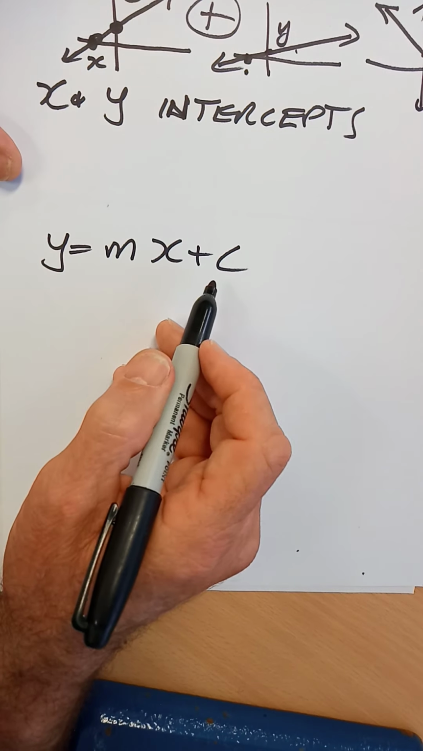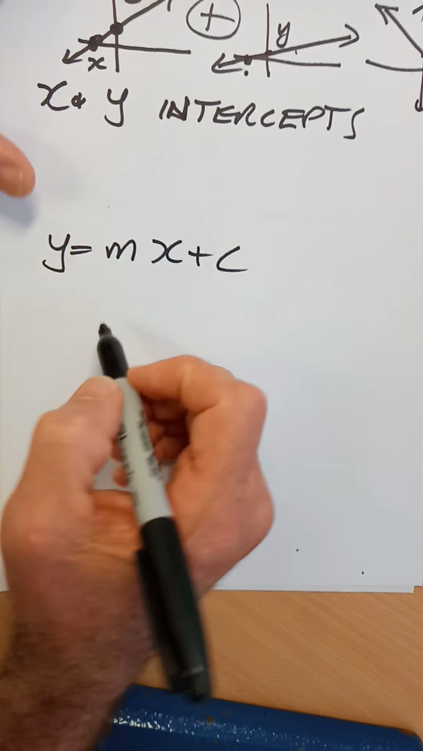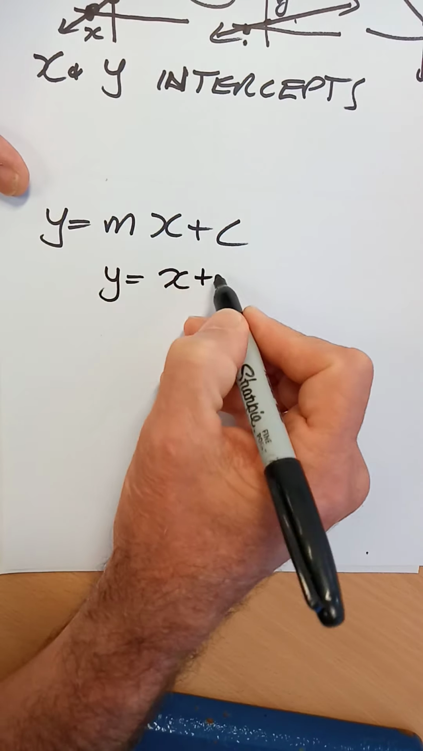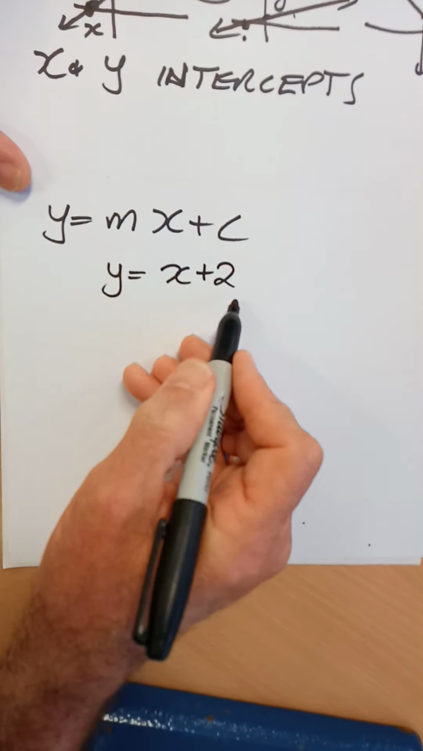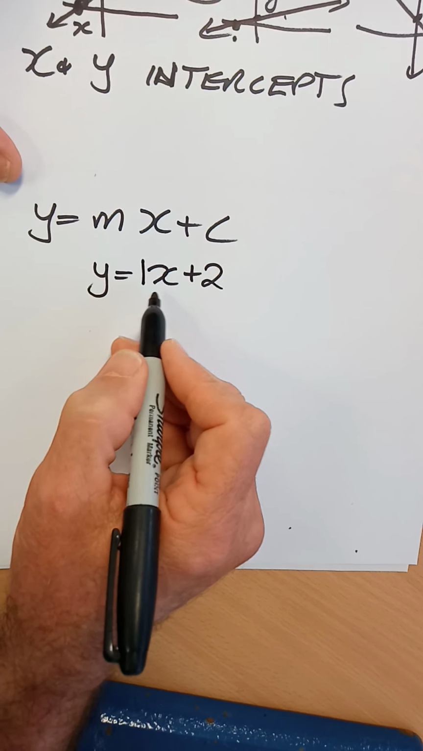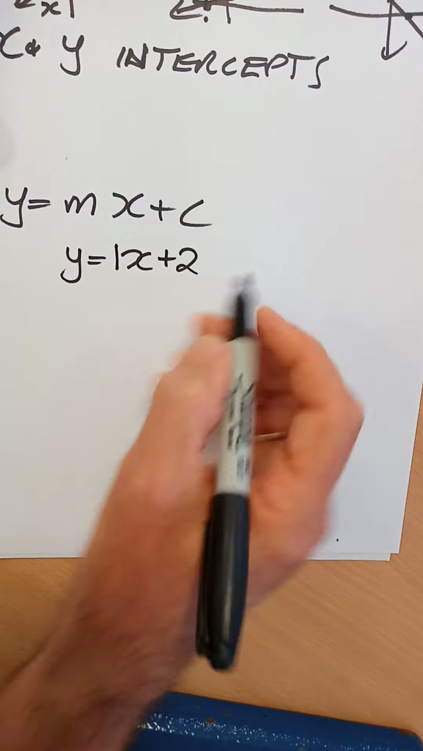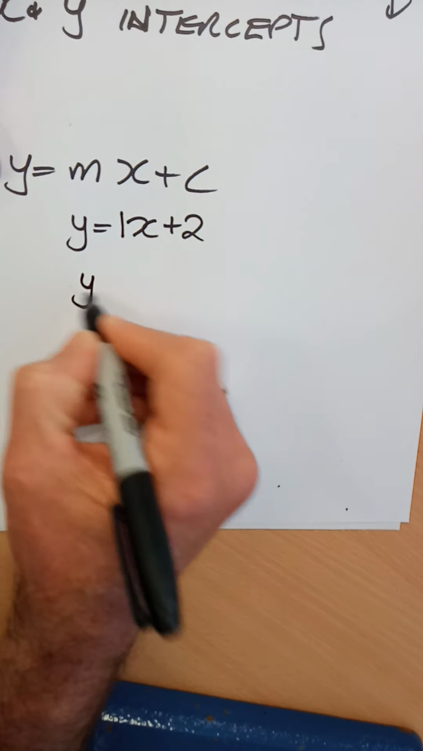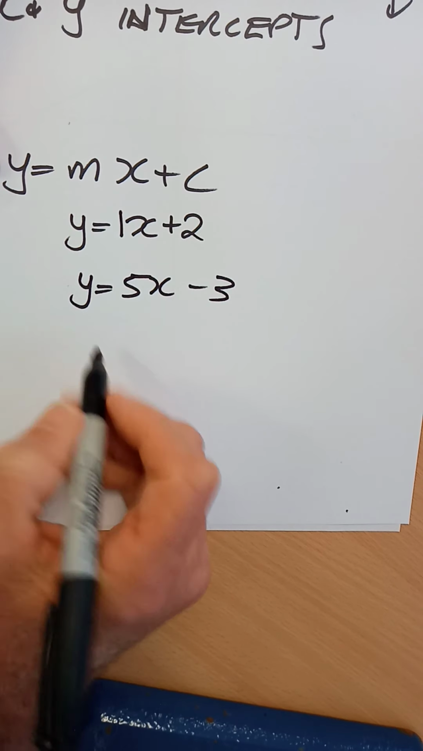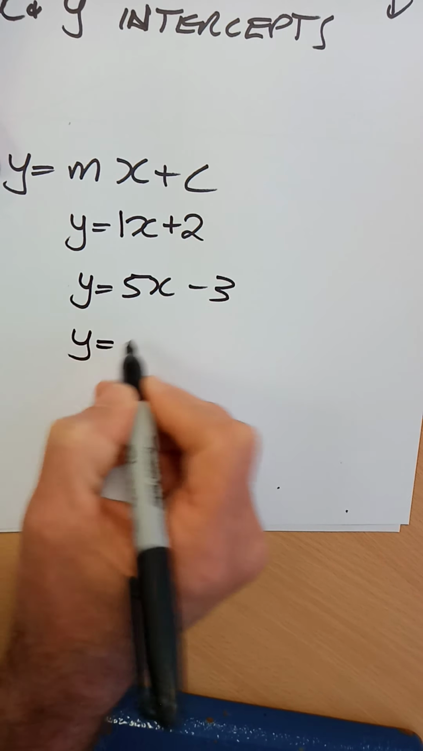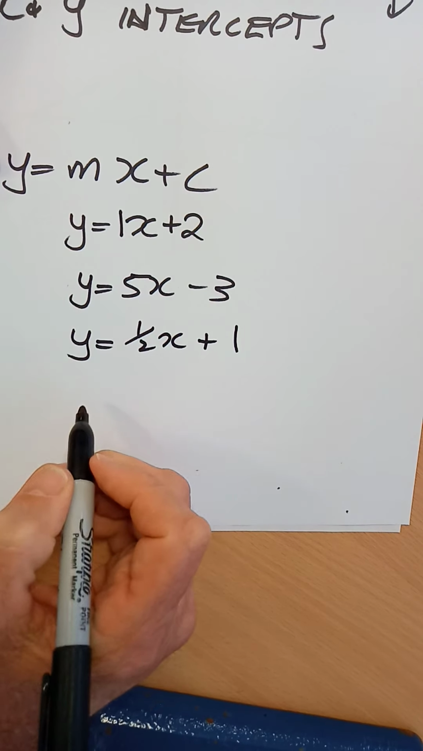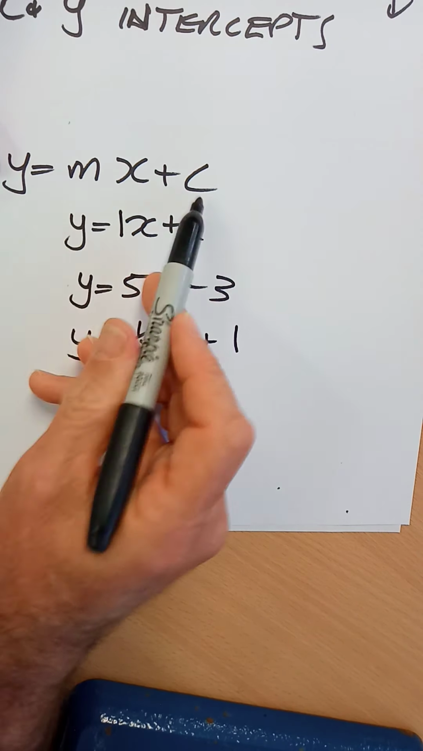And then the form y equals mx plus c. For example, a graph might be called y equals x plus 2. Well, the number in front of the x there has to be a 1. This is a linear graph. Or y equals 5x minus 3. Or y equals a half x plus 1. They're all in the form y equals mx plus c.